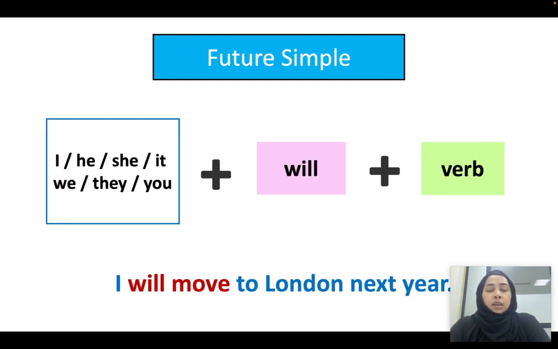If you use any of the pronouns I, he, she, it, we, they, you, it doesn't make a difference. You would need to use will after that and then a verb in its simple form. For example, I will move to London next year.